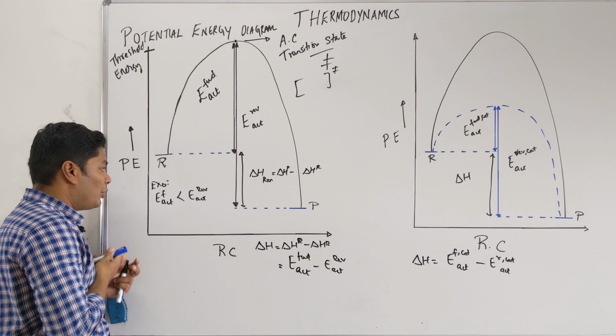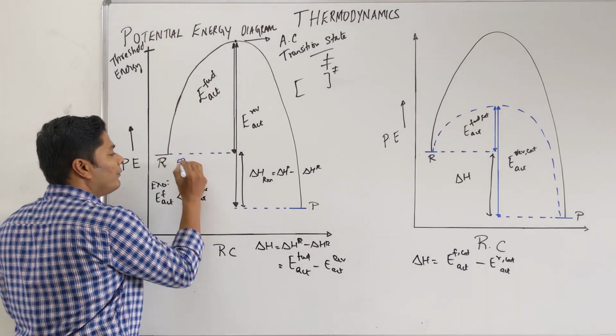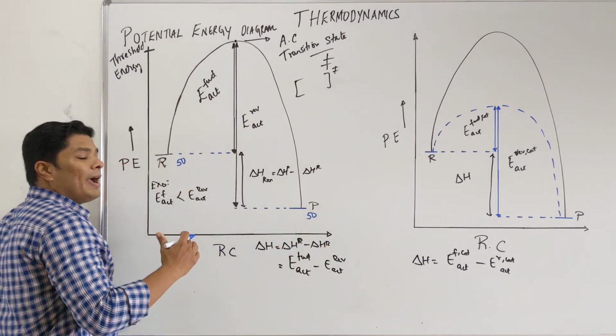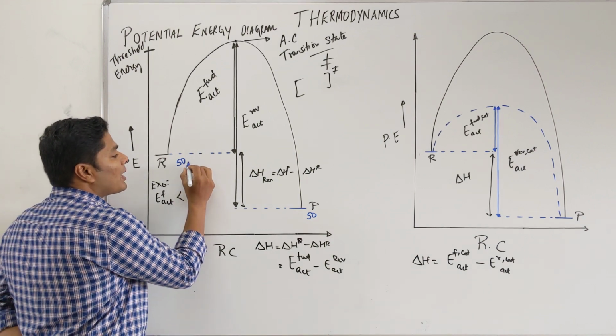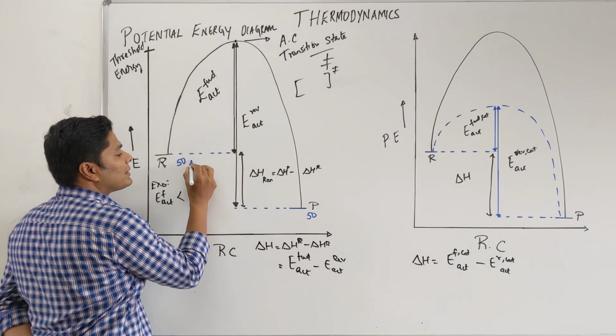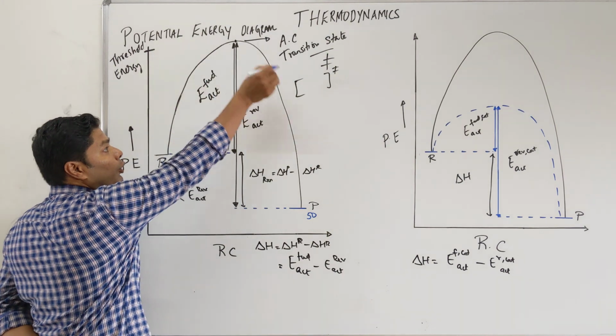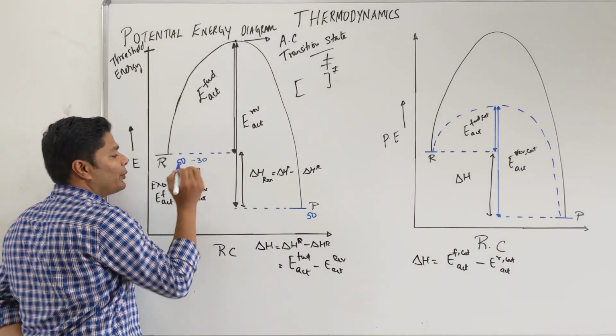Okay, let's put it this way. I have a distribution of 50 and 50. Now I put some energy. What will happen is about 30 of this go to the other side. Let's say I have remaining 20.